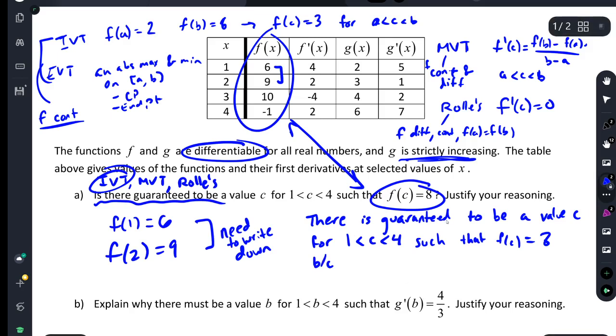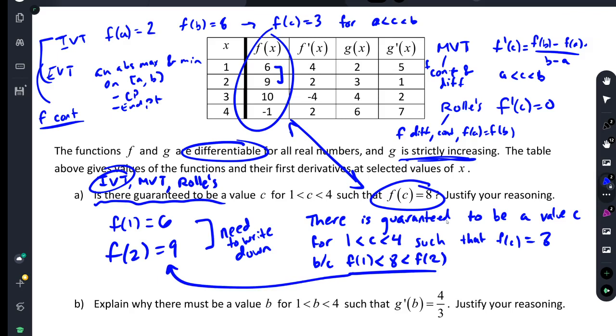Now I want to make sure that I get into the IVT business. So I'm going to say because f of 1 is less than 8 is less than f of 2. Now it's not enough to just write that. I need to have also shown what the values were. I know they're in the table, but just rewrite them down here. Now, that's one part of the IVT explanation.